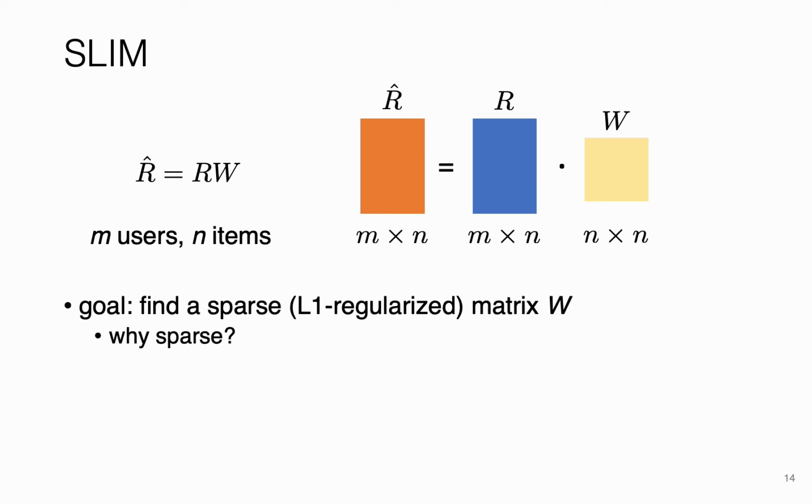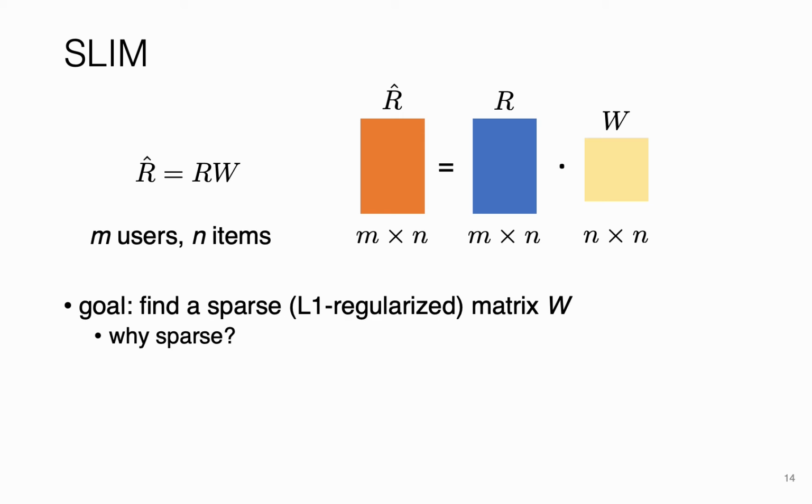This regularization is based on the sum of absolute weights, and it is called L1 regularization. In contrast, when talking about matrix factorization, we did not care about sparseness in the latent feature matrices, so we used L2 regularization, the sum of squared weights. So, to summarize, the machine learning task in SLIM is to find the sparse matrix W so that the predicted ratings R hat is close to the known ratings R.